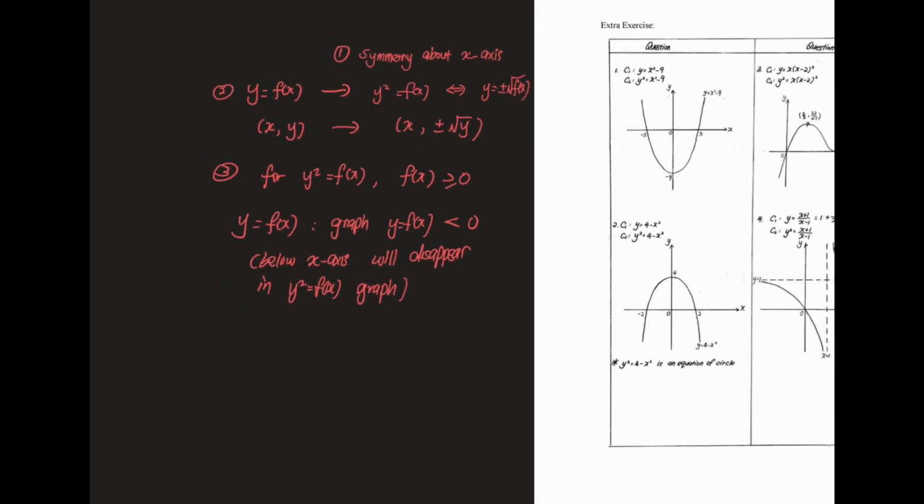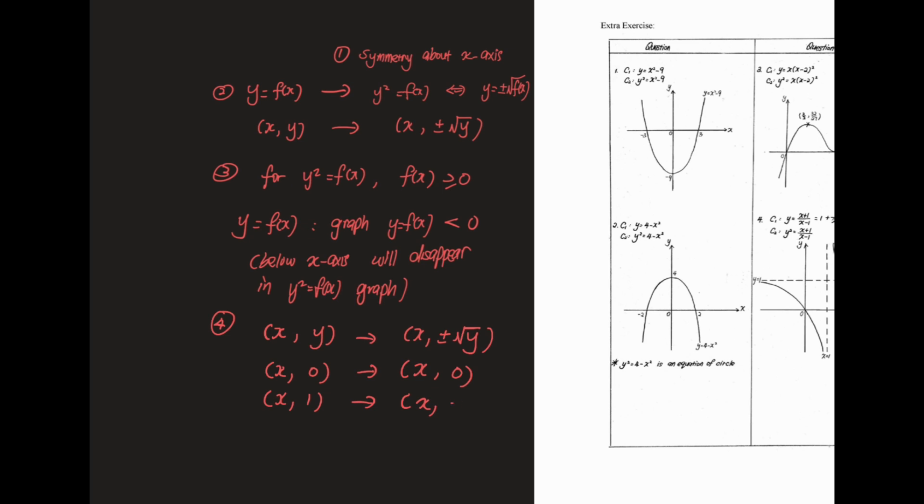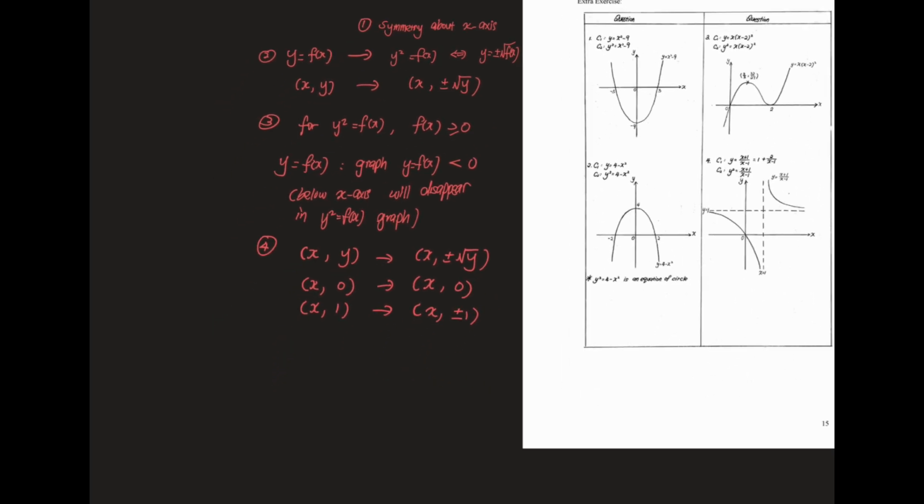Okay, so number 4, we also have special values, you know, our coordinate changes in this way. If you have y coordinate which is 0, after you square root it is still 0. So we call this fixed points. If you have y coordinate 1, then after you square root it is still plus minus 1. Okay, so fixed points also.